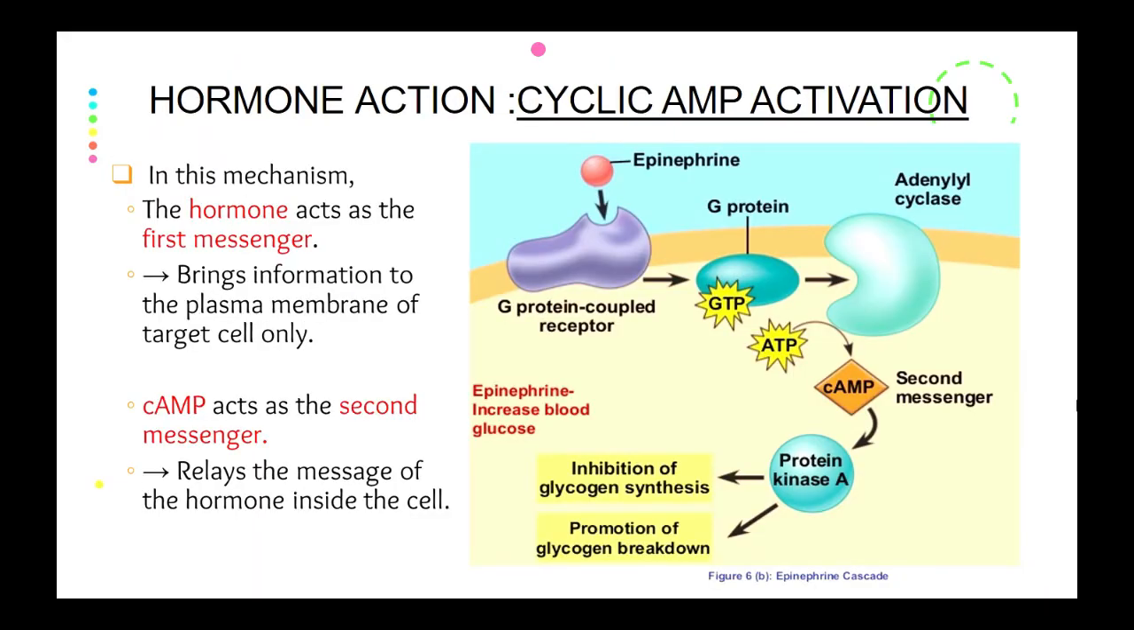Hormone action of cyclic AMP activation. In this mechanism, the hormone acts as the first messenger and binds to the specific receptor protein in the plasma membrane to bring information to the target cell. cAMP acts as a second messenger which then activates other enzymes. It relays the message of the hormone inside the cell.